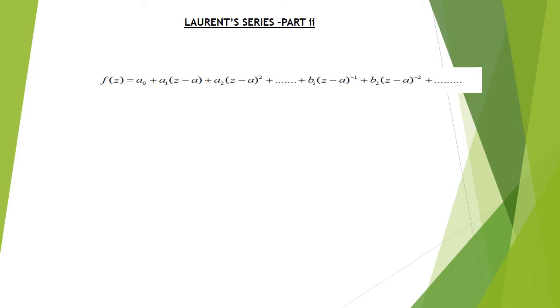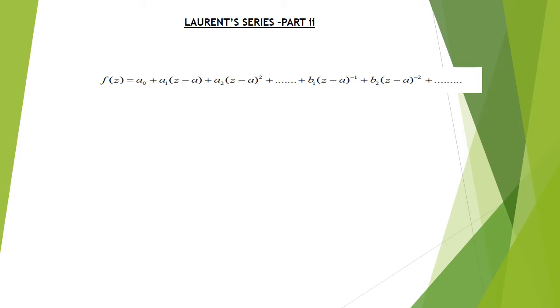Students, today we are learning Laurent series part 2. Let me give you a little introduction about Laurent series once again. Laurent series will have the powers of z minus a. It contains the positive powers of z minus a as well as negative powers of z minus a. If an infinite series contains only positive powers of z minus a, it is called Taylor series. If it contains also negative powers of z minus a, the Taylor series has turned into Laurent series.